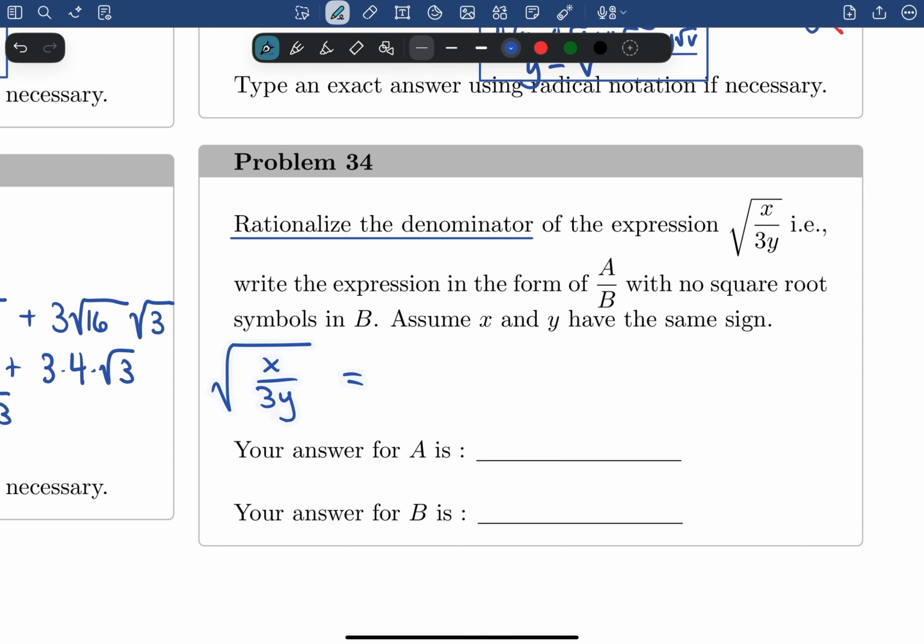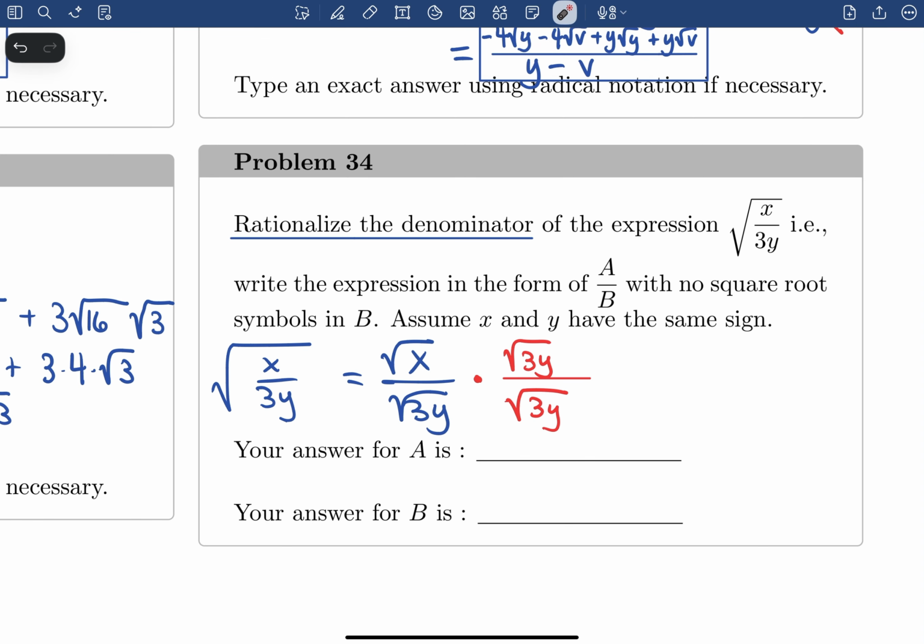First, I want to use the quotient rule of radicals to separate the single radical into two radicals, like this. Next, I'm going to rationalize the denominator by multiplying by the denominator's radical divided by itself, like this. Okay, so I looked at the radical of the denominator and I multiplied it by itself on top and bottom of this fraction, because dividing anything by itself is the same thing as multiplying by 1, right? So this divided by this is 1.